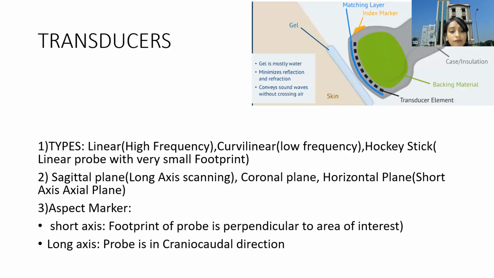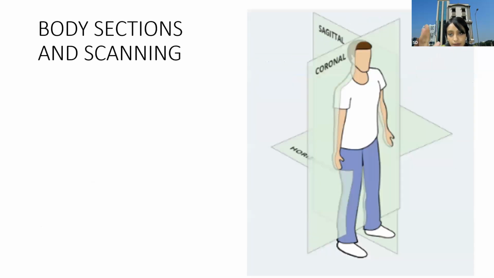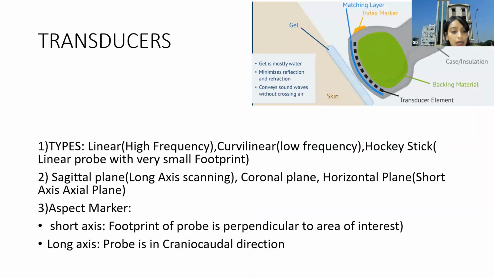So when we are scanning, we can scan the patient in a sagittal scan, in a coronal scan, and in the horizontal plane. A cross-sectional, horizontal scan divides the body into upper half and lower half. A coronal section divides the body into something that is in front and something which is at the back. And a sagittal scan divides it into the right half and the left. So how is this sagittal plane helpful in our USG?